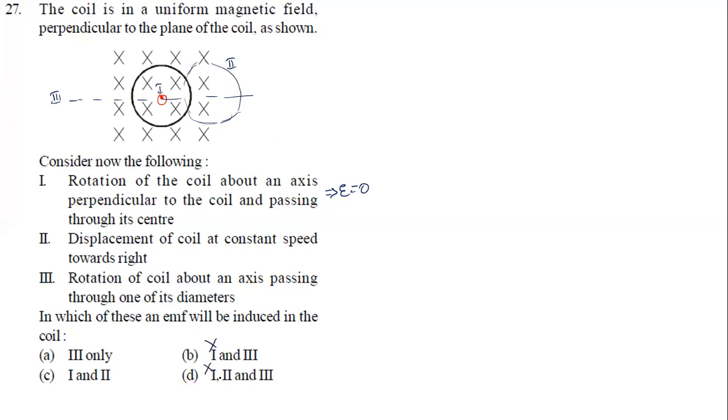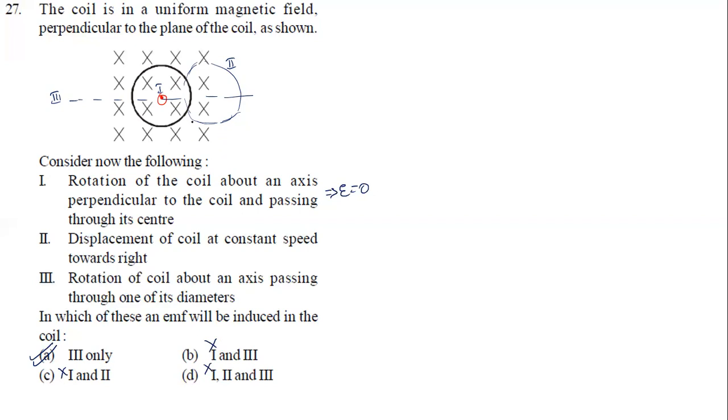This is also not the right answer. The first option is there. Means in the first case there is no induced EMF, so only in the third case is EMF going to be induced. If you shift a little bit right, it doesn't matter. If it goes completely out of the magnetic field, while it is going out there is an induced EMF, but they didn't give that; they gave displacement of the coil at constant speed towards right. So it is in the magnetic field, and there is no possibility of inducing.